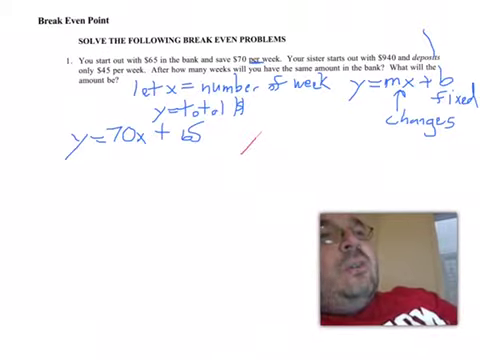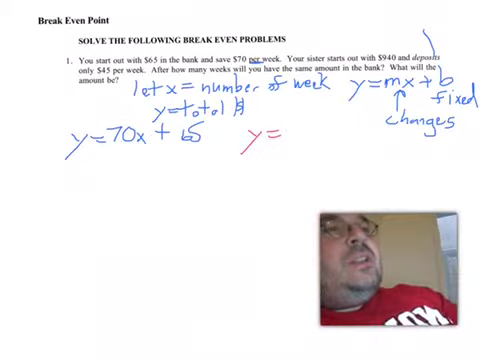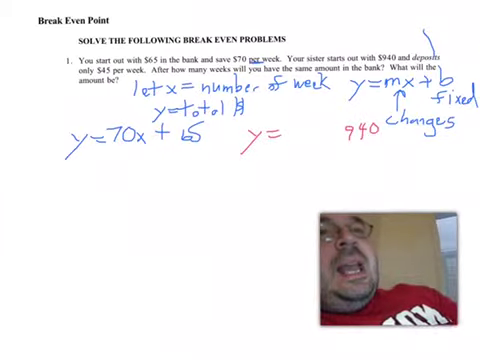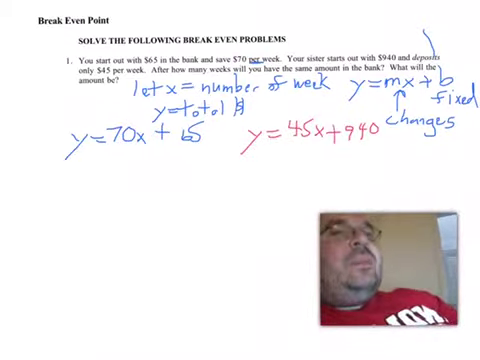Now, I'm going to do the same thing for my sister's bank account. So I have y equals what? Well, for her problem here, she starts out with 940. So her fixed amount is 940. And her changing amount is 45 per week. So 45x. And I have to add those together.